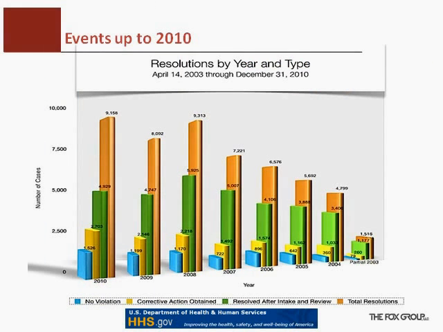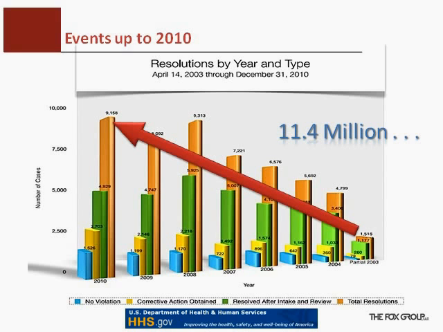Measured since 2003 until December 2010, resolutions by year and type have increased, as you can see. July 22, 2011, the federal list of major breaches measured since September 2009 included 292 cases affecting a total of 11.4 million individuals. This year there have been about 36 cases affecting a total of 3.1 million. And earlier this year, the Office of Civil Rights reported they had received notification of at least 31,000 smaller breaches, less than 500 individuals affected per breach.